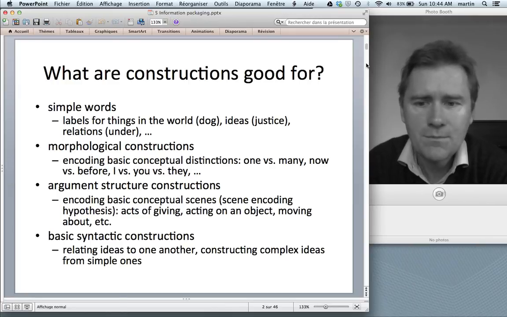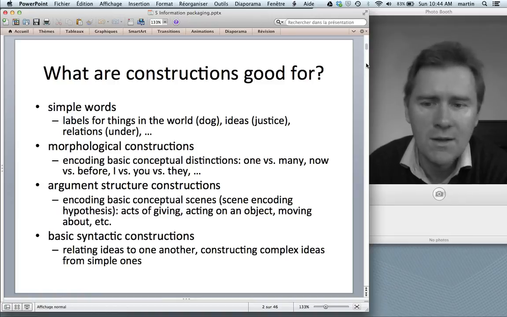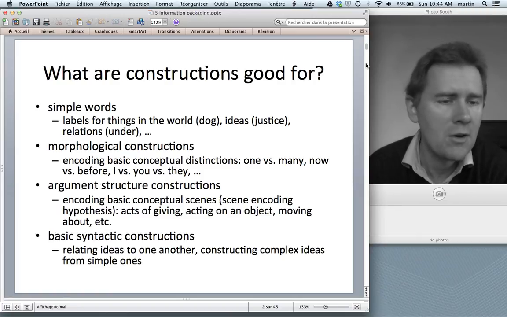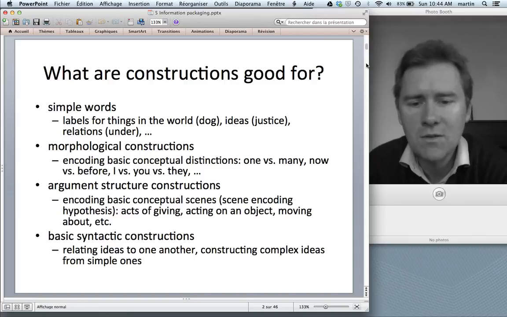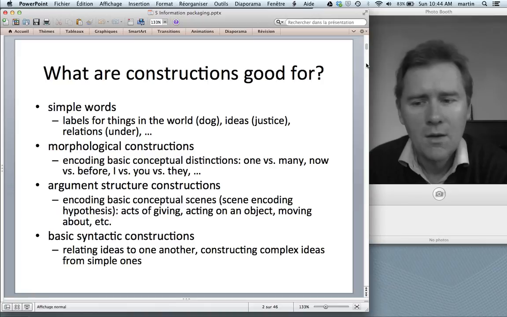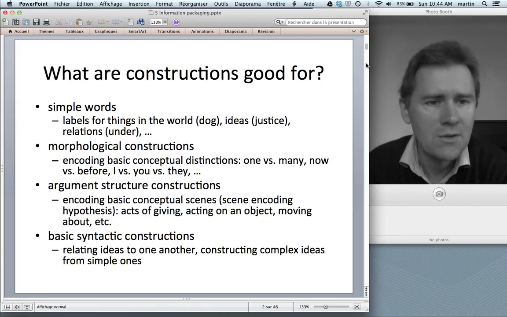In connection with argument structure constructions, I've mentioned the scene encoding hypothesis, the idea that basic clausal patterns in a language encode basic conceptual scenes that are recurrent frames of human experience: acts of giving, acting on an object, moving about, and so on and so forth. And then, of course, we have these basic syntactic constructions, noun phrases, prepositional phrases, and so on. And you might say that these are useful for relating ideas to one another, so constructing complex ideas out of simple ones.